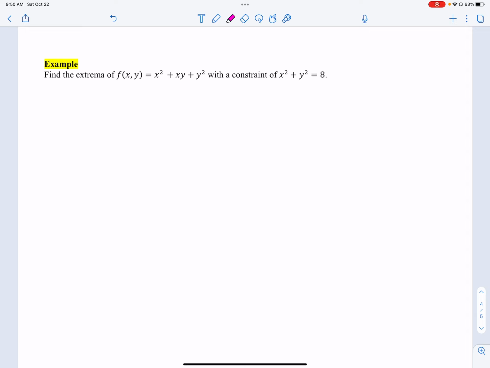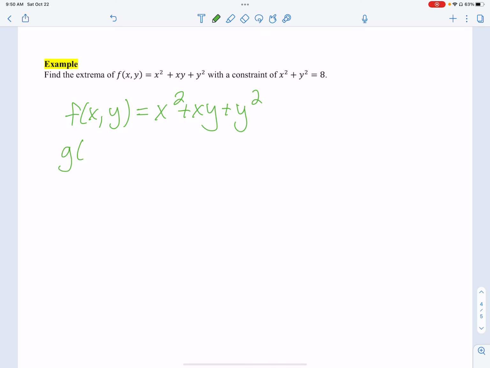All right, so here's this extrema. Again, x, y. We don't have a z in this case, so we could use what we did in last section. Let's try the Lagrange stuff. So I have f(x, y) equal to x squared plus xy plus y squared. And then g(x, y) is the constraint, but as a level curve, so we'll call it x squared plus y squared.